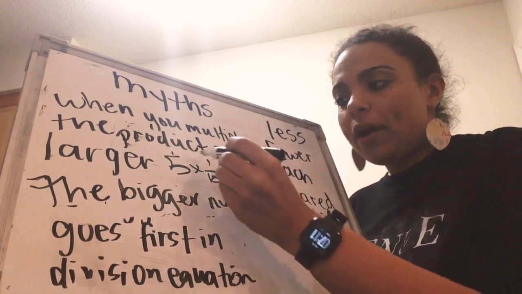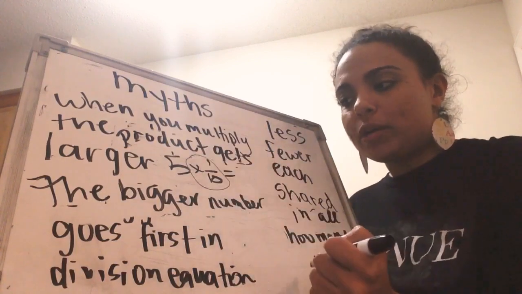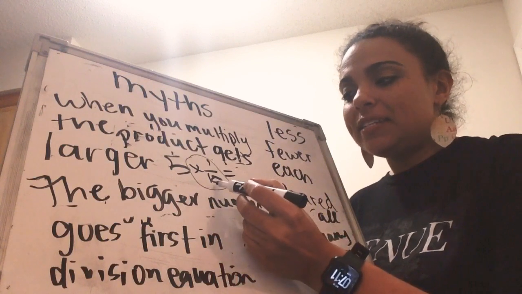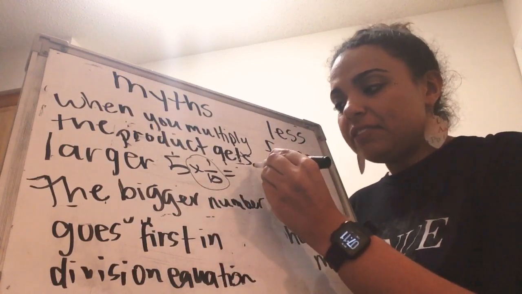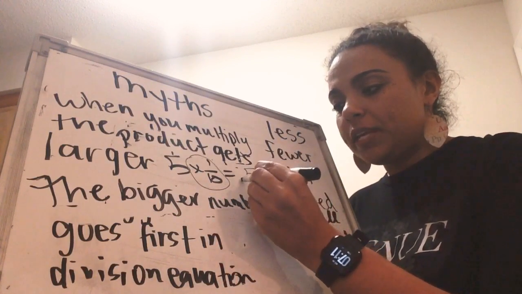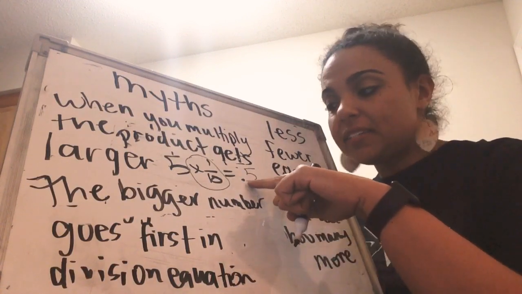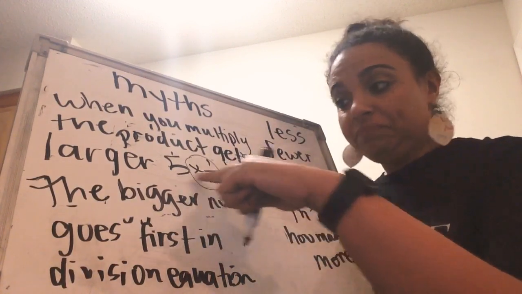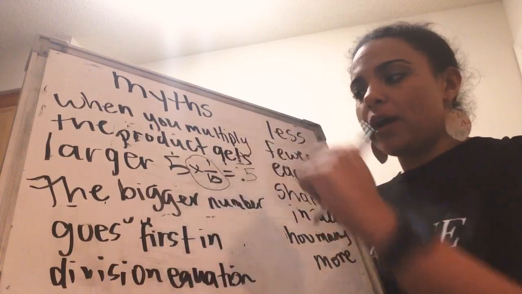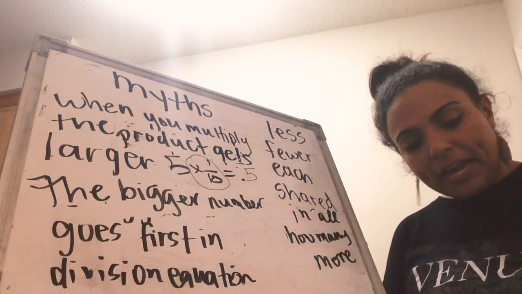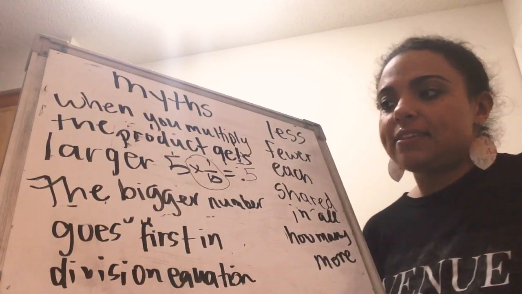Then we talked about what happens when we multiply by 1/10. We discovered using base 10s that we're actually dividing. So 5 times 1/10 is actually 5/10, which means this product is smaller than 5. So the product did not get larger. So that's just one myth that we debunk in fifth grade and that I see a lot of.